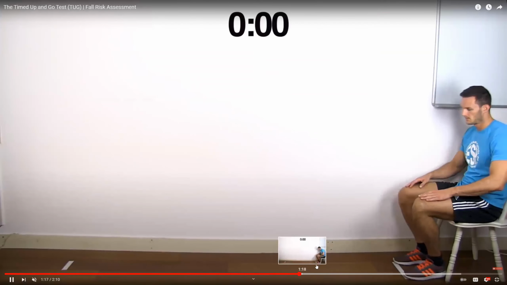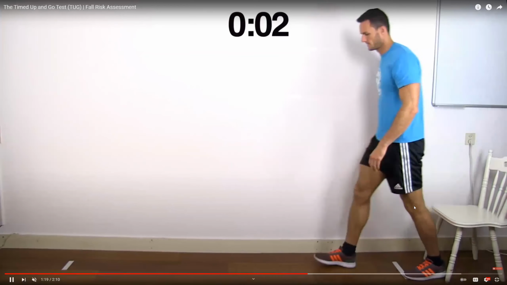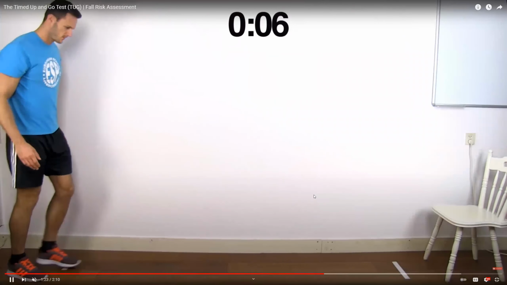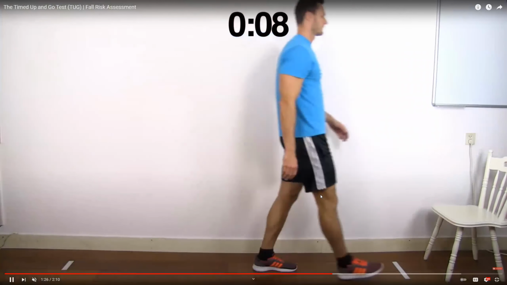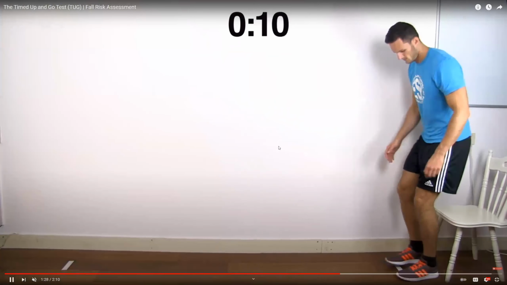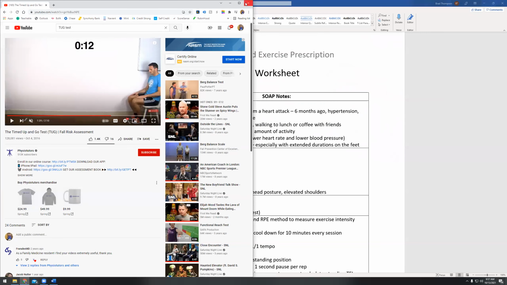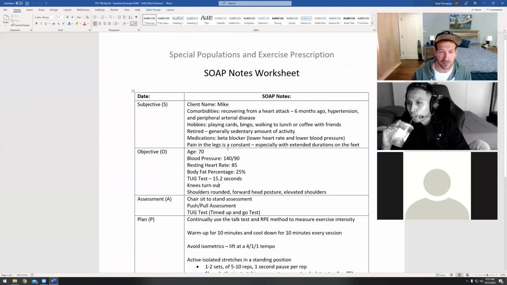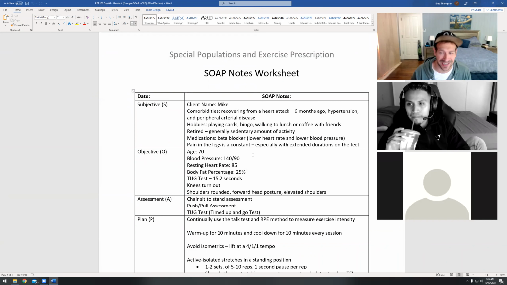If he ever gets out of the chair, and then walks around the cone and then walks back and sits back down, and that's the whole assessment. So it took that guy, who is clearly able to probably move much faster than that, about 11 seconds, right? Our boy, Mike, it took 15.2 seconds. So he is not speedy.